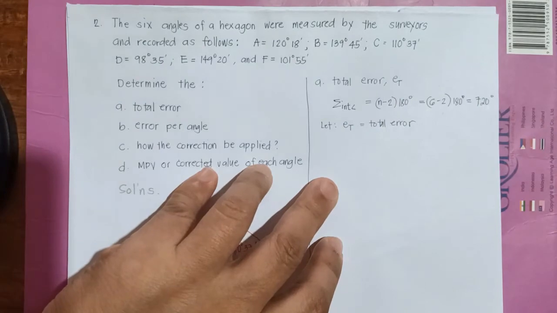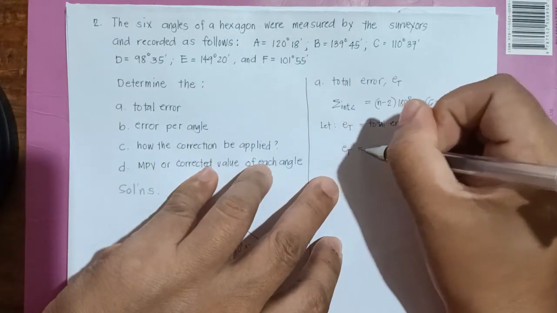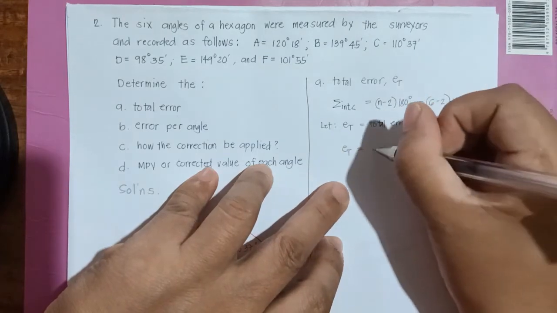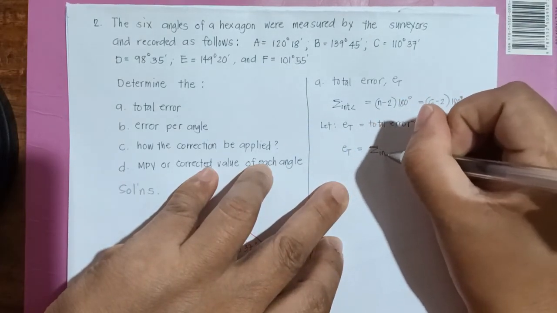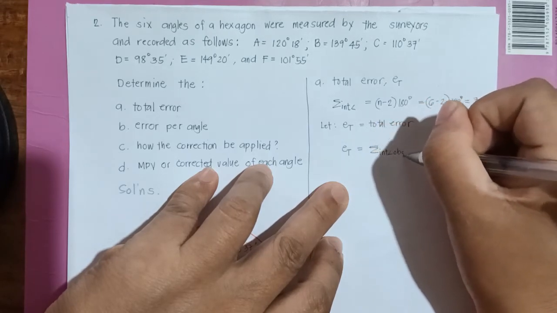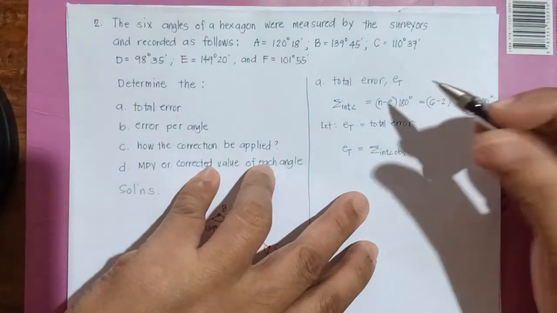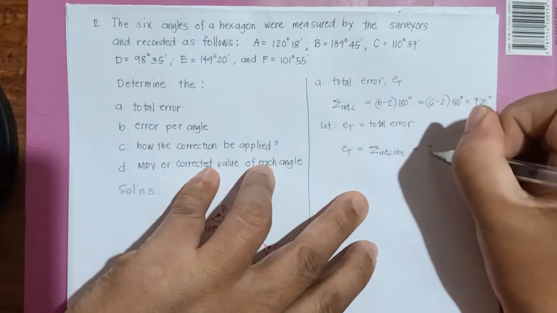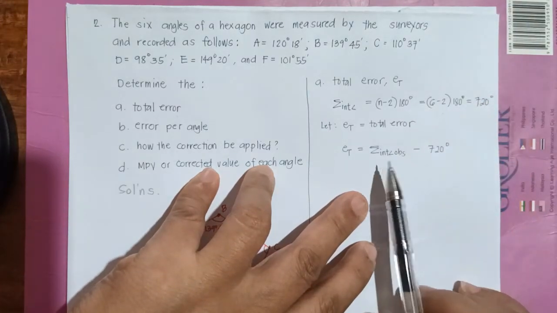Total error is equal to the summation of all interior angles that is being observed. So this is the actual observation, those are the values, minus 720 degrees. Why do we use this formula?